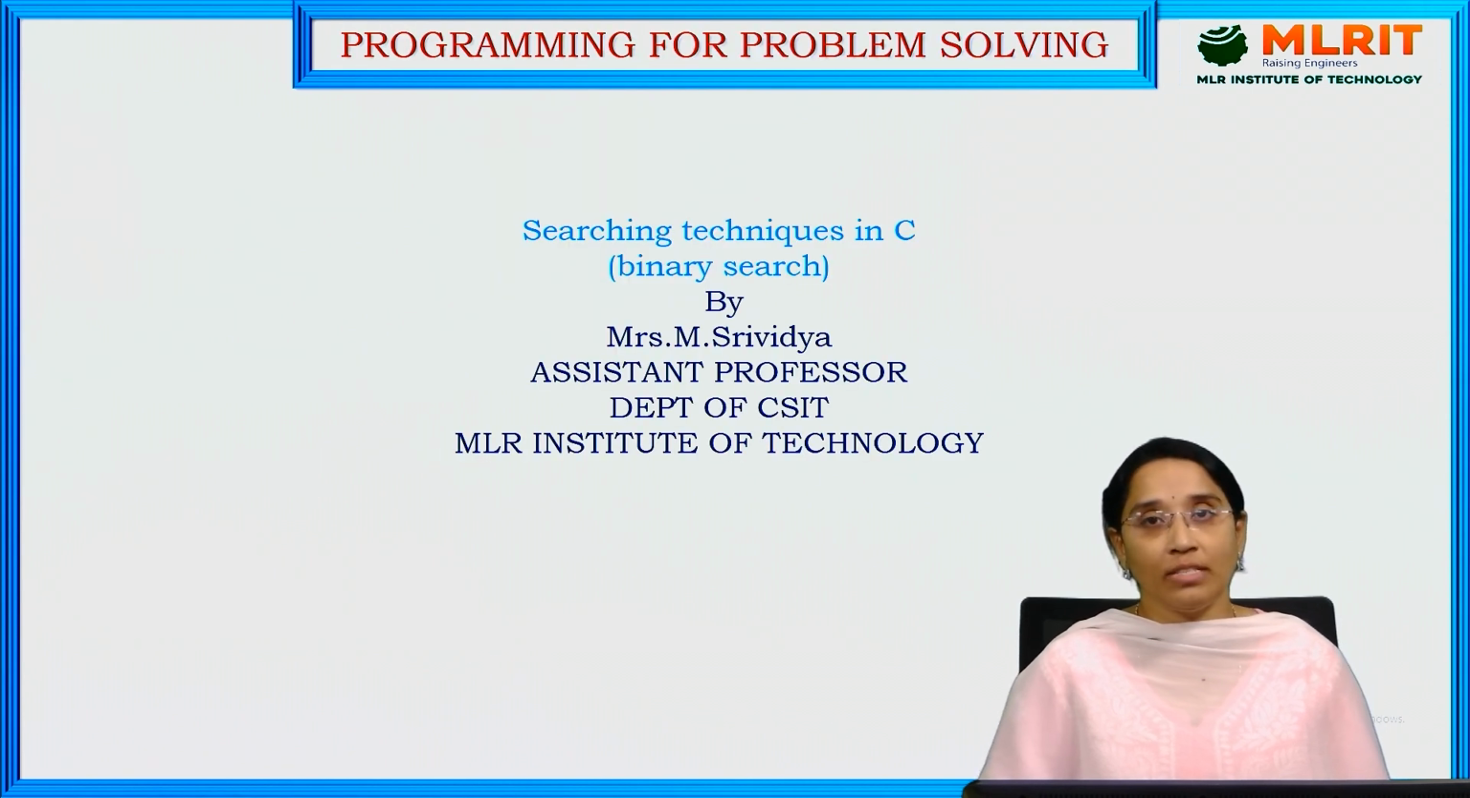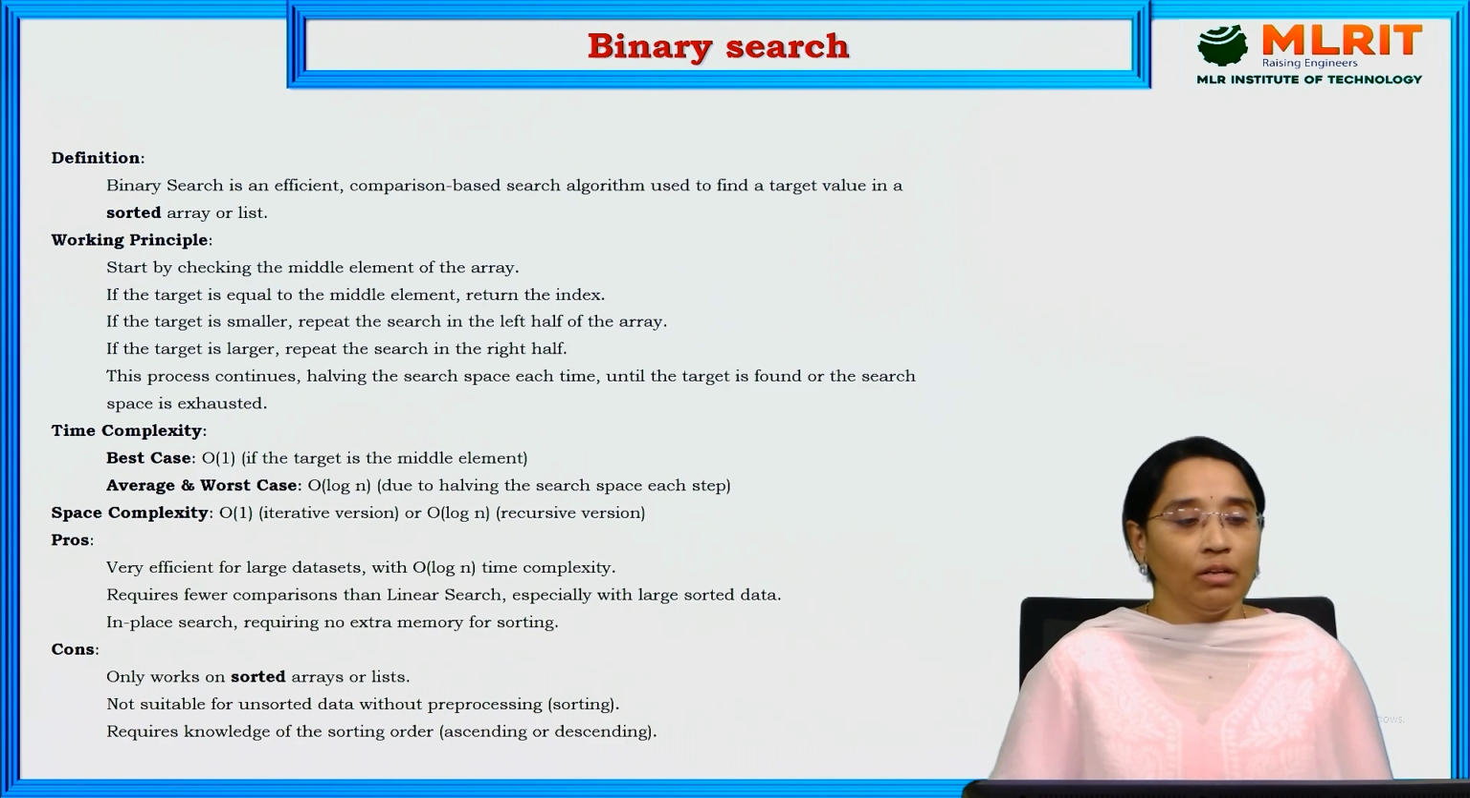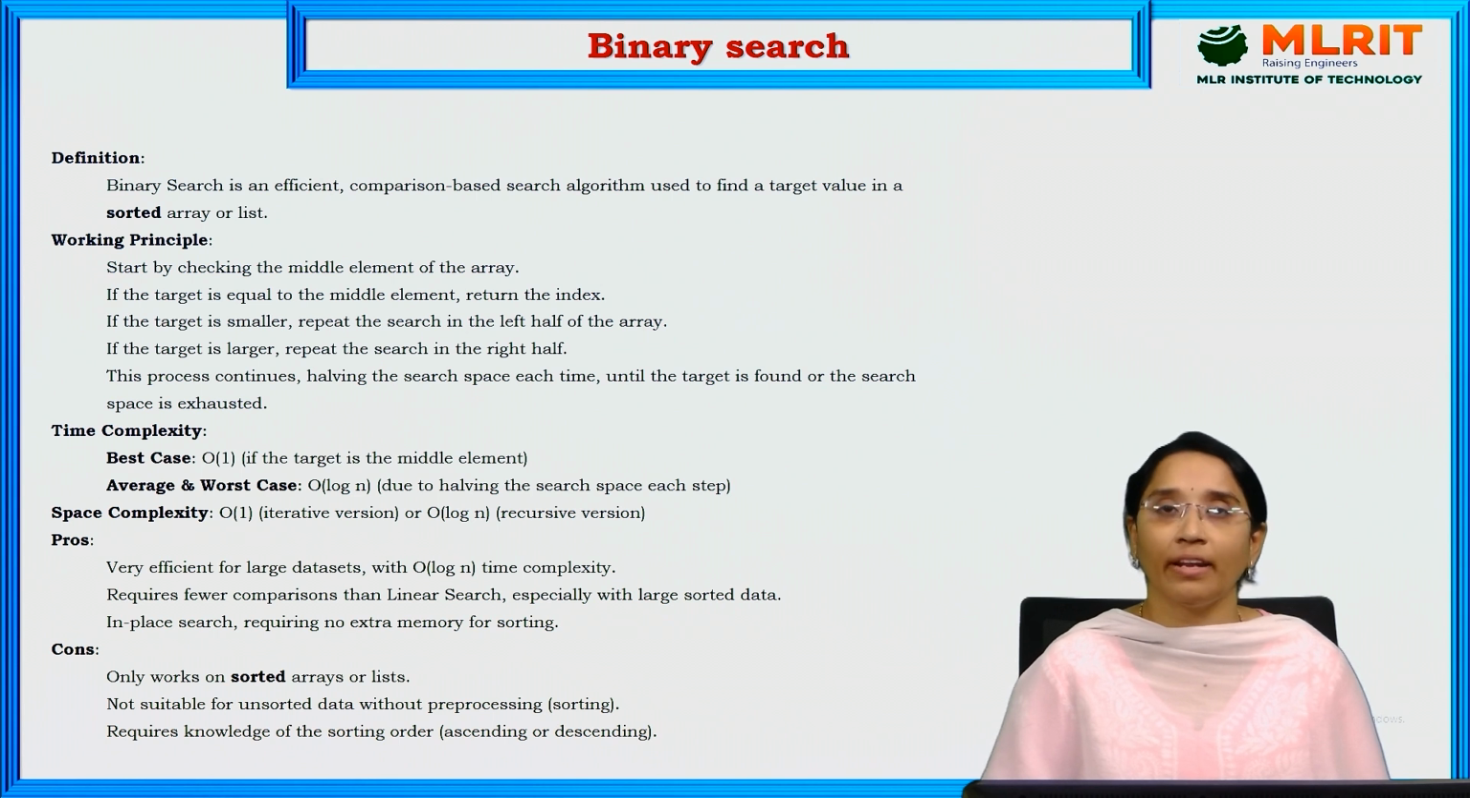In today's session, I am going to discuss what binary search in C is, what the advantages and disadvantages of binary search are, its definition, its working principle, and its time complexity. Binary search is an efficient comparison-based searching algorithm used to find a target value in a sorted array or in a given list.